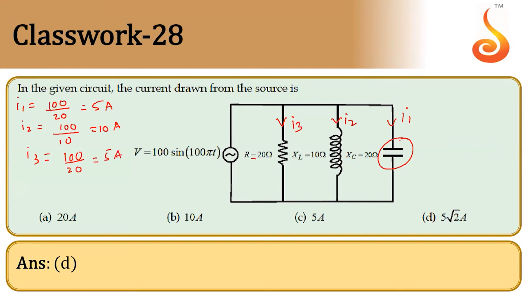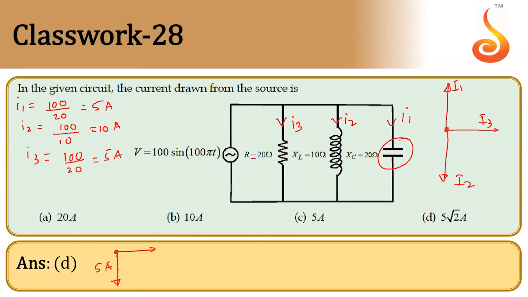Now, since AC voltage is applied, the current through the capacitor will be ahead of the applied voltage. So this is I3 and this is I2. Now what is I2? 10 ampere. What is I1? 5 ampere. So here I1 and I2 are anti-parallel to each other. So I2 minus I1 is 5 ampere.